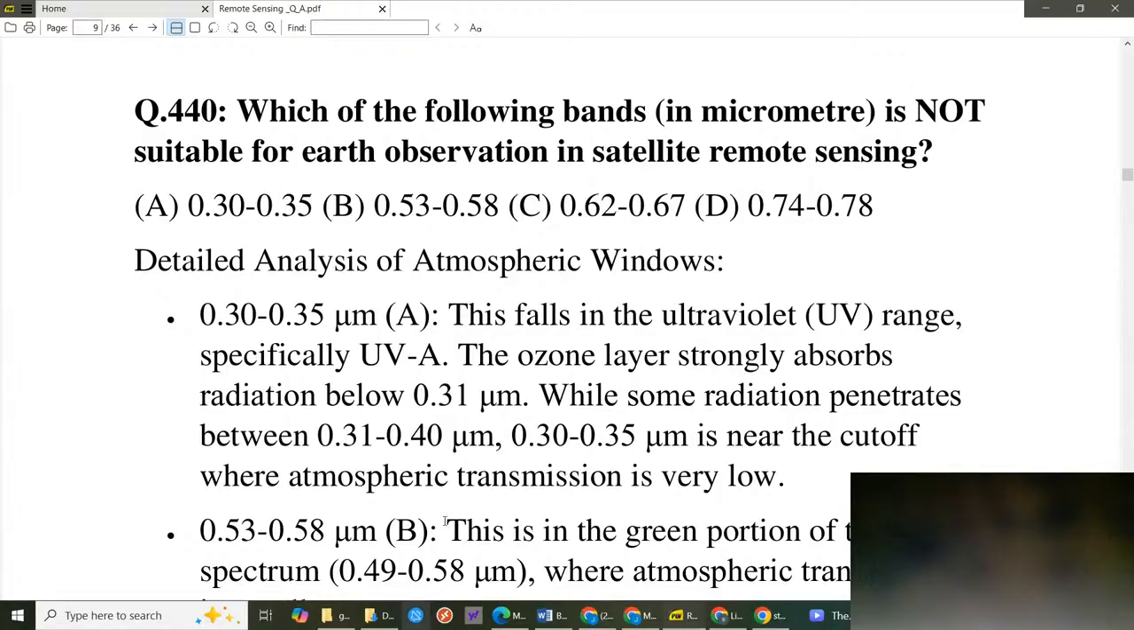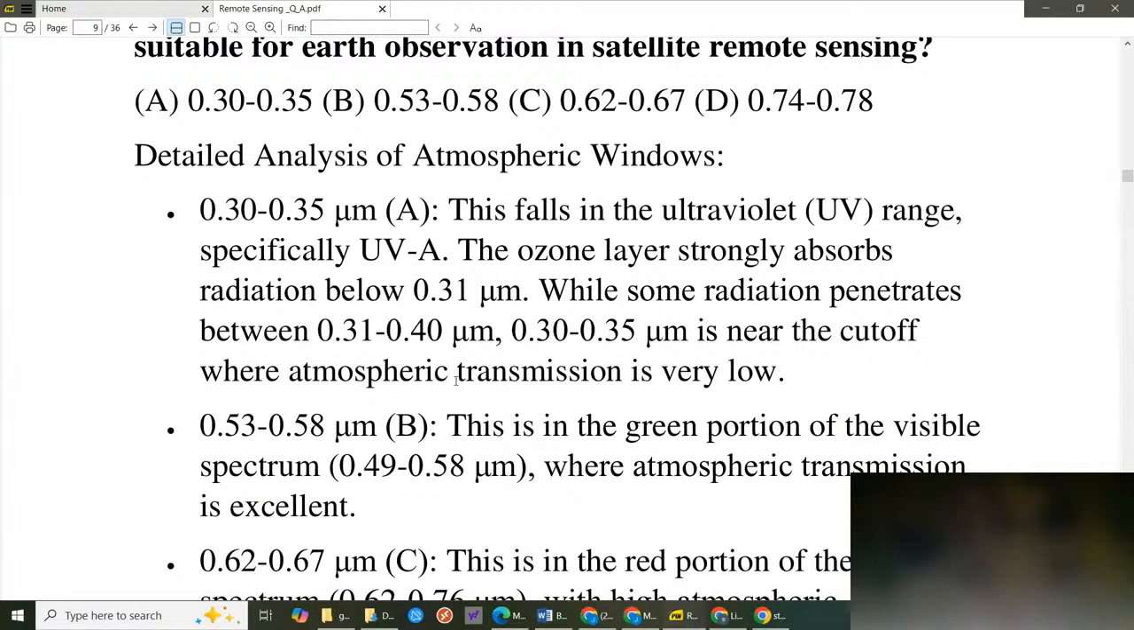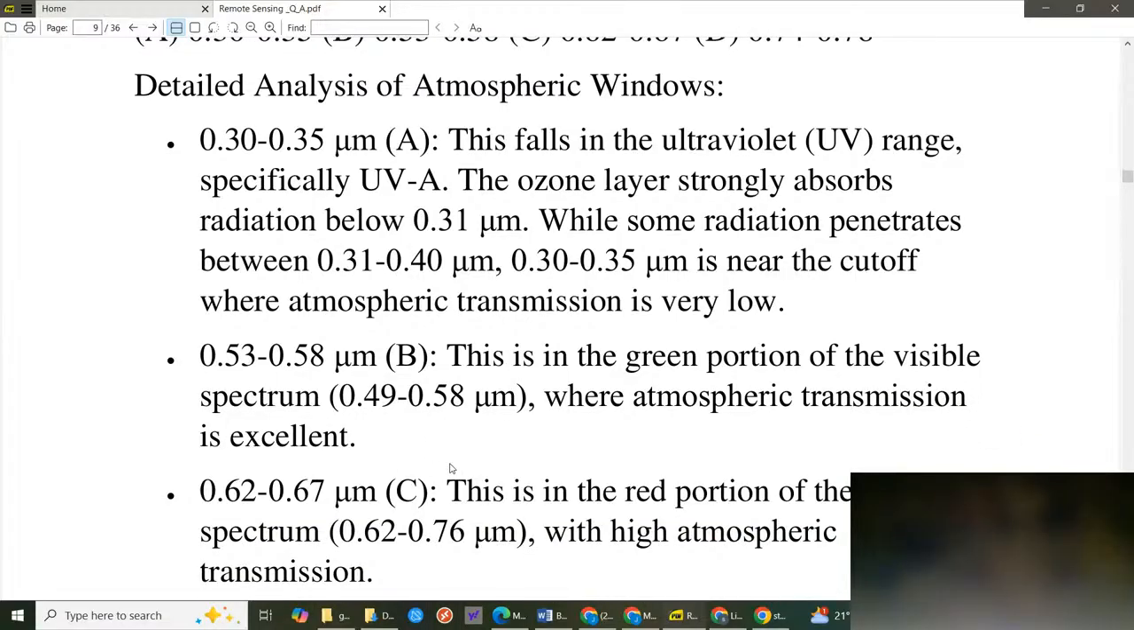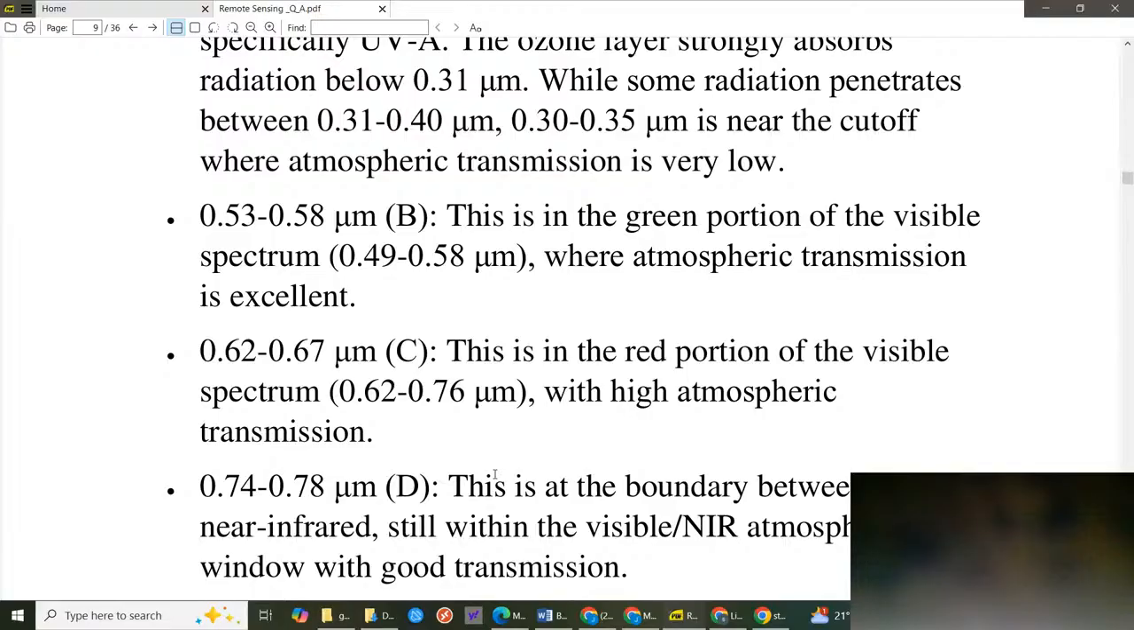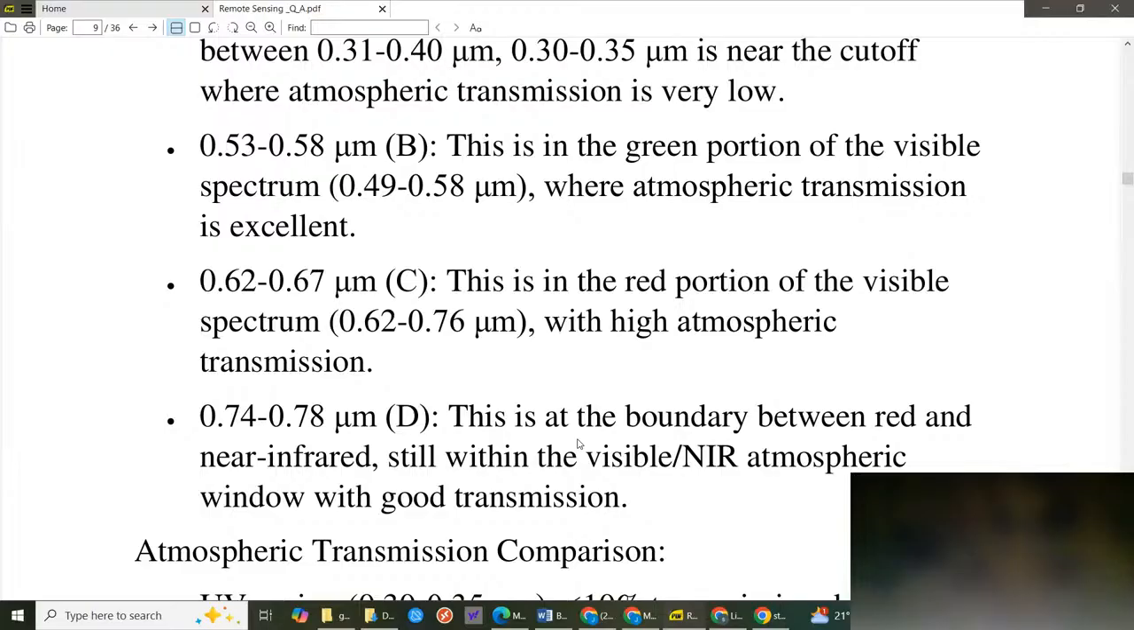Next, 0.53 to 0.58 micrometer is in the green portion of the visible spectrum, 0.49 to 0.58 micrometer, where atmospheric transmission is excellent. 0.62 to 0.67 micrometer is in the red portion of the visible spectrum with high atmospheric transmission. And 0.74 to 0.78 micrometer is at the boundary between red and near infrared, still within the visible and near infrared atmospheric window with good transmission.